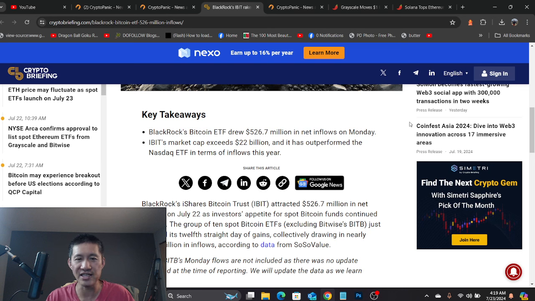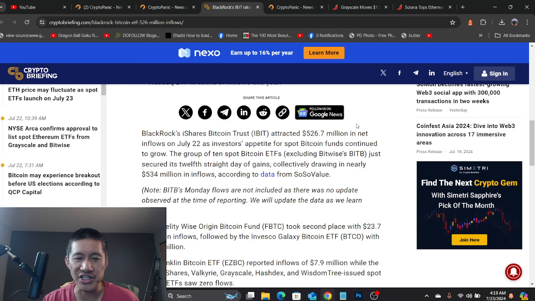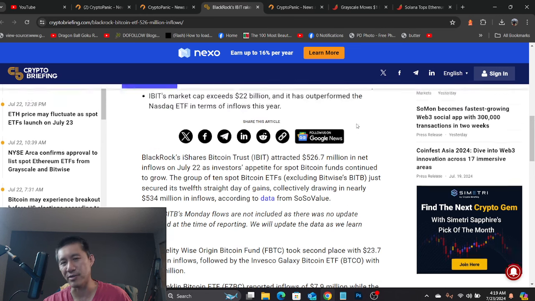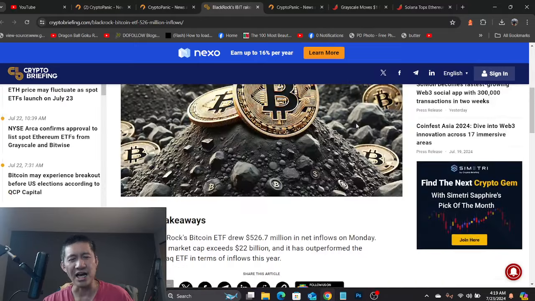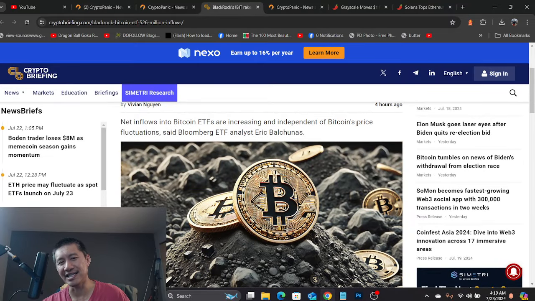The group of 10 spot Bitcoin ETFs just secured its 12th straight day of gains, collectively drawing in nearly $534 million in inflows. But the vast majority of that is obviously IBIT. BlackRock does actually control the space. Fidelity took second place with 23.7 million, followed by Invesco Galaxy with 13.7 million.